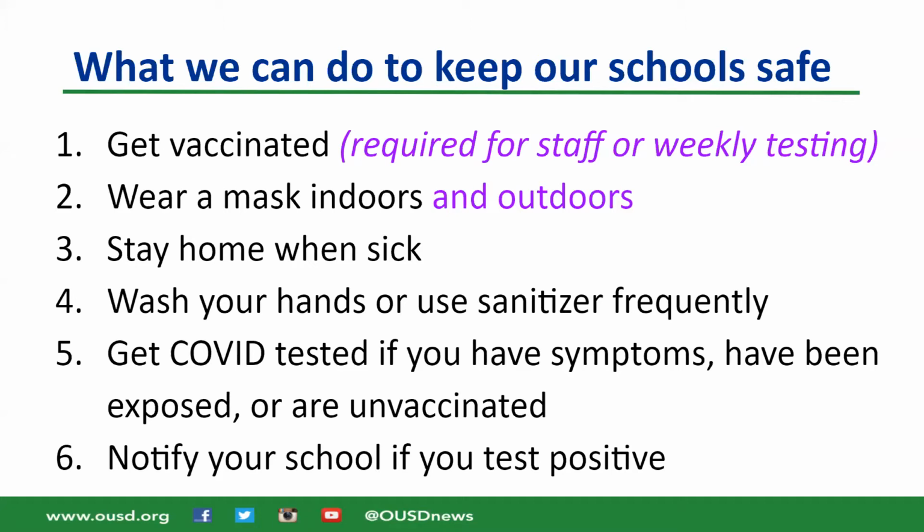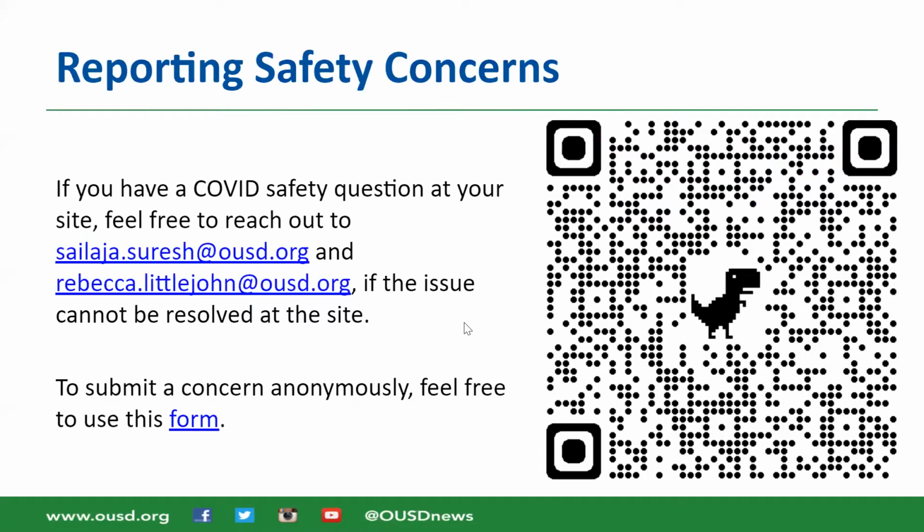Wear a mask indoors and outdoors. Stay home when sick. I have to say that one again: stay home if you're sick. Wash your hands or use sanitizer frequently. Get COVID tested if you have symptoms or have been exposed. And if you're unvaccinated, you should be getting tested on a weekly basis, and notify your school if you test positive. I'll also go to the next slide to show how you can report any safety concerns.